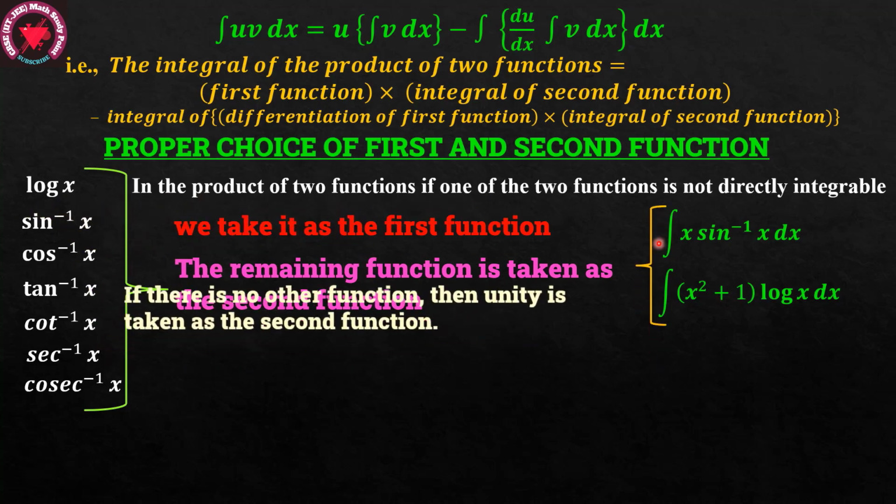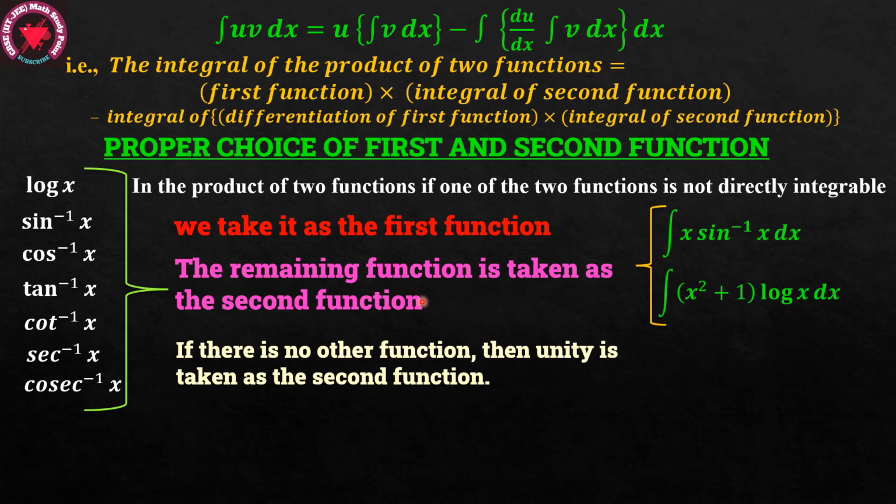If there is no other function, then unity is taken as the second function. Example, see here, integral log x dx. Here we don't have a product of two functions. We have only one function, that is log x. Look at one more example, integral tan inverse of root x dx. Here also we don't have a product of two functions. We have only one function, that is tan inverse root x. In such cases, we have to take the second function as unity. That means 1 we have to take as the second function.